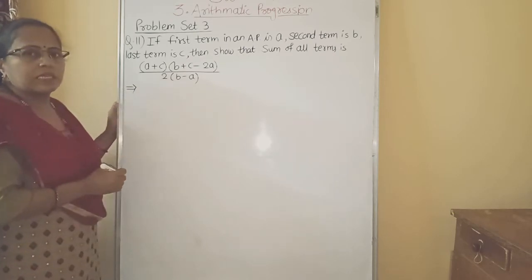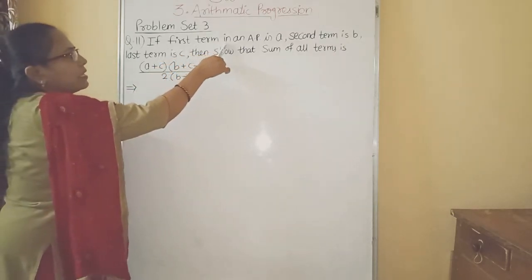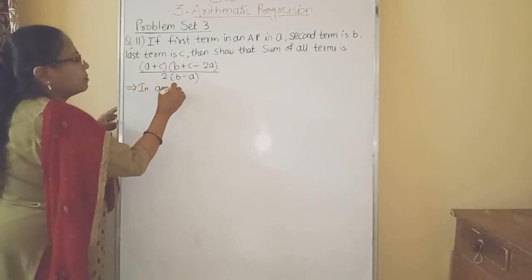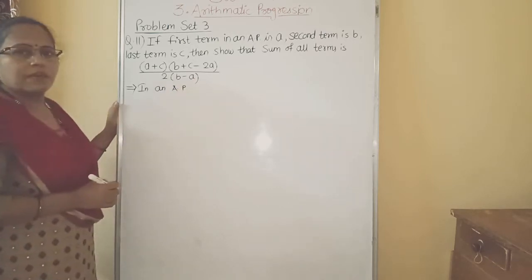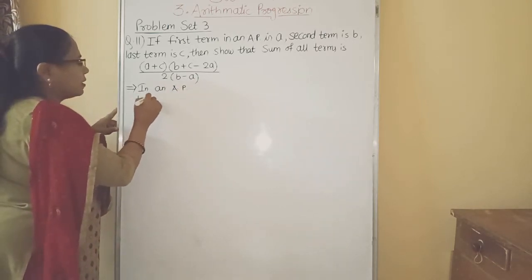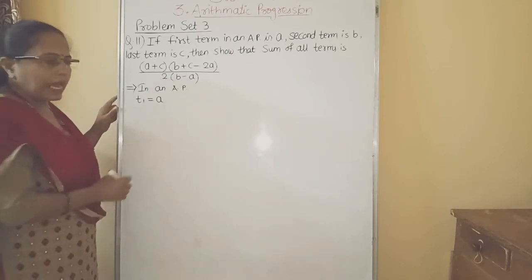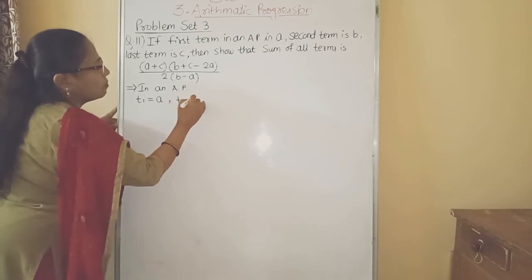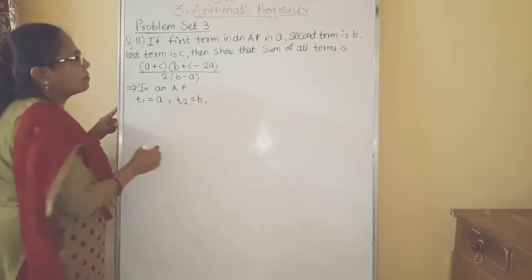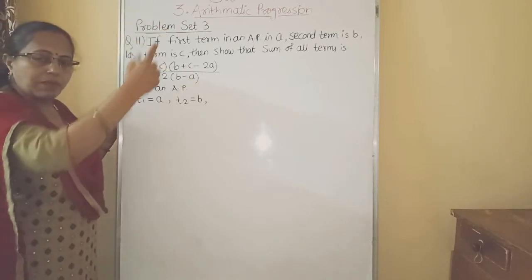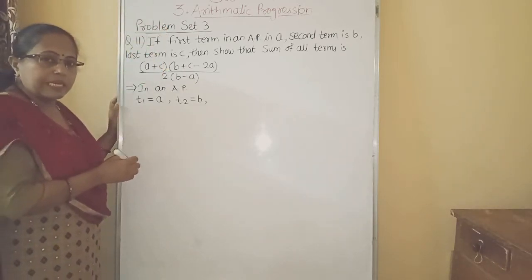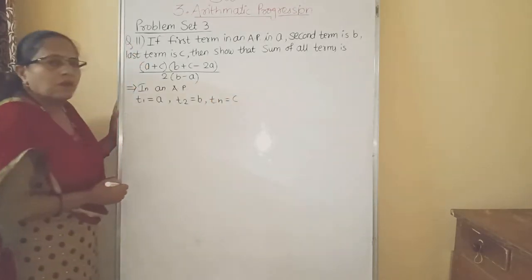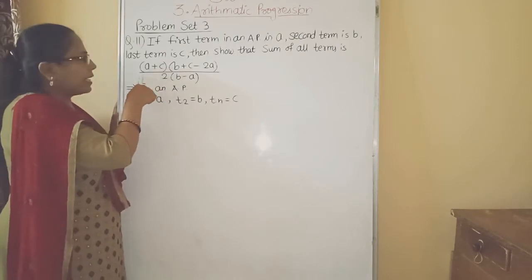Okay, so let's start with the solution. First we will write what is given. The first term in an AP is A. So in an AP, the first term we denote as T1. T1 is equal to A. The second term is T2, which is given as B. And the last term of the AP we will denote as the nth term, Tn. Tn is equal to C. And then we have to show that Sn is equal to the given expression.